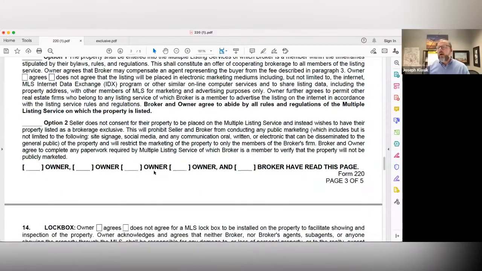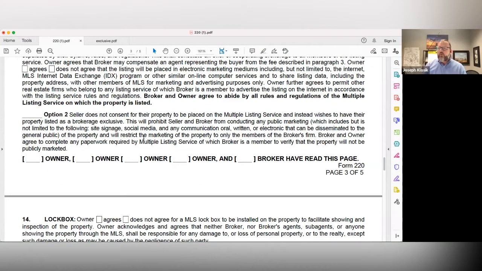Okay. So I'm gonna jump back into the contract, and Katie, I see your question. I'll jump back to that. So if you go back into the contract right now, option two is what is called the brokerage exclusive. Seller does not consent for the property to be placed in the MLS listing service and instead wishes to have their property listed as a brokerage exclusive. This will prohibit the seller and broker from conducting any public marketing, which includes, but is not limited to, site signage, social media, and any communication, oral, written, or electronic, that can be disseminated to the general public. All right, pause for a second.